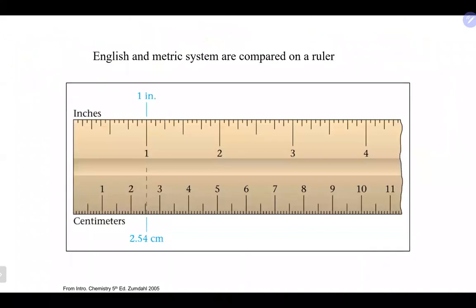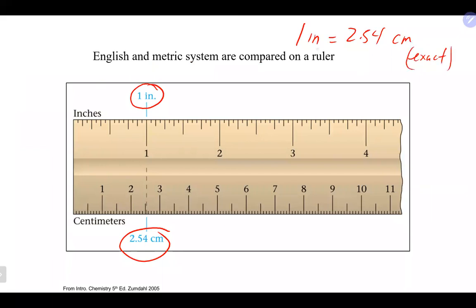Here's the difference between English units and metric. We use inches here. So 1 inch is 2.54 centimeters, and that's everybody's favorite conversion that you need to know. 1 inch is 2.54 centimeters, and that's an exact conversion. So that definitely is something that you do need to know.